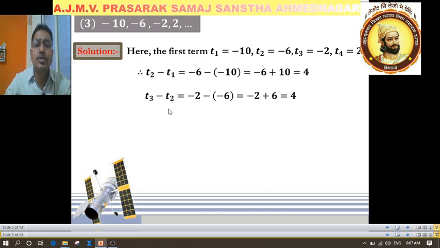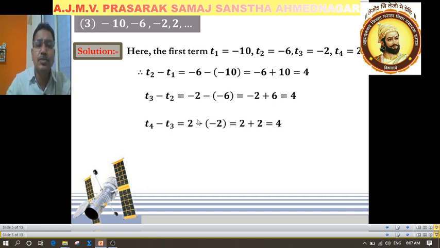Then T3 minus T2 is equal to T3, which is minus 2, minus sign as it is, T2 is minus 6. So minus 2 minus minus 6, minus 2 plus 6. So addition of positive term and negative term. So difference is 6 minus 2 is equal to 4 and give the sign of larger term, that is positive. So plus 4.